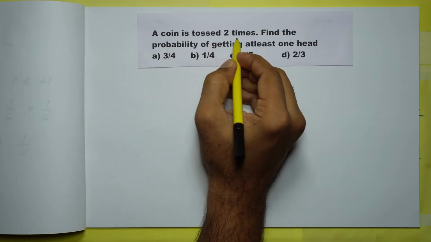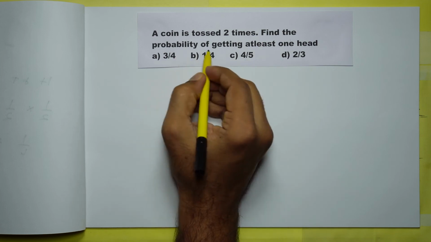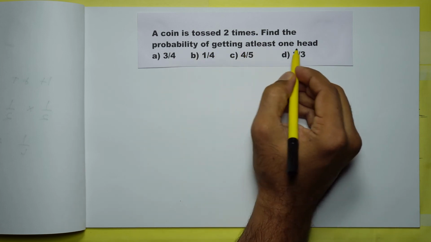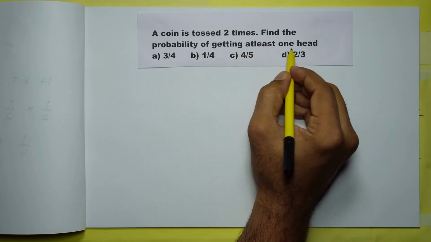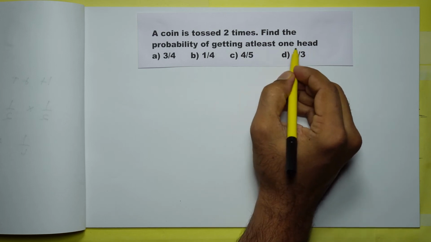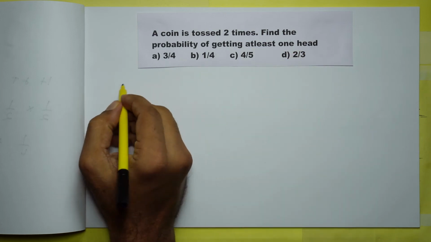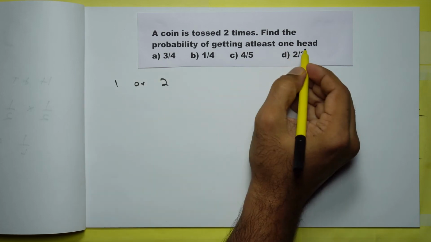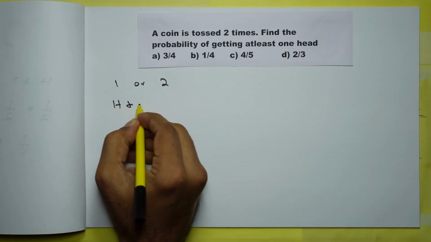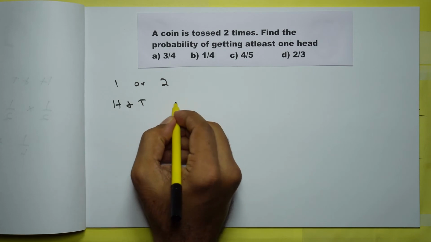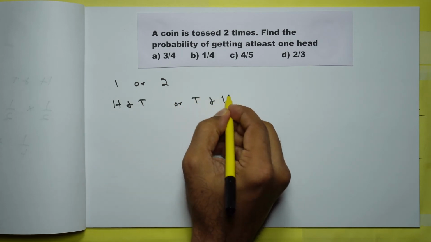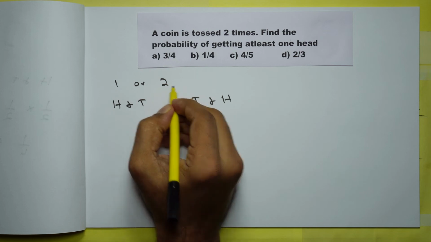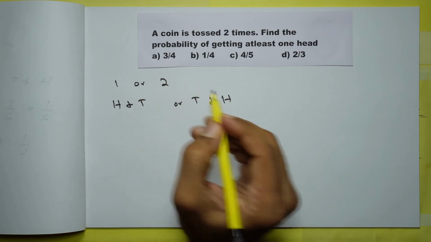A coin is tossed 2 times. Find the probability of getting at least one head. At least one head means 1 or 2 heads. So you can have it as either 1 or 2 heads. So that will be at least one head. It can be head and tail, or it can be tail and head. Then we will find out the probability of getting exactly 2 heads.